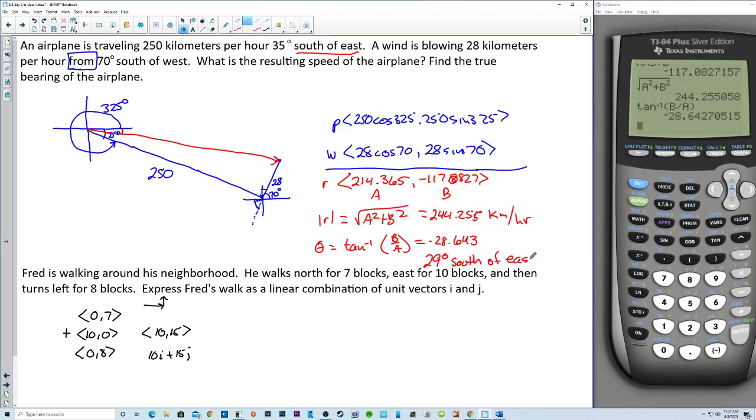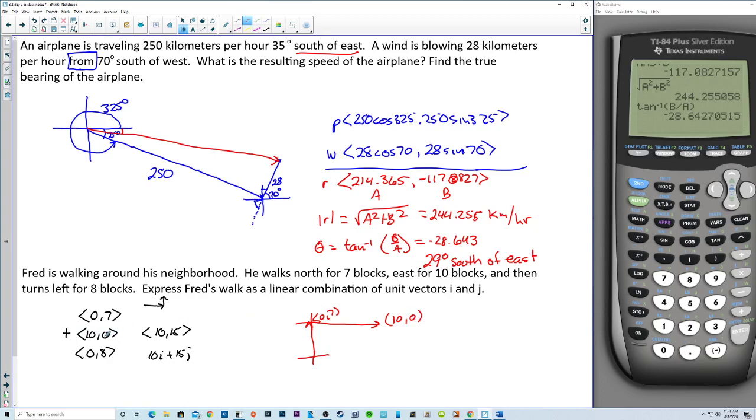Fred is walking around his neighborhood. He walks north for 7 blocks, east for 10 blocks, and then turns left for 8 blocks. Express Fred's walk as a linear combination of unit vectors i and j. So if he walks north, if we go straight north this way, and if this was the xy axis, this point up here would be 0, 7. So we have 0, 7. East for 10 blocks, so east 10. So if this was the new x and y axis, this point would be 10, 0.